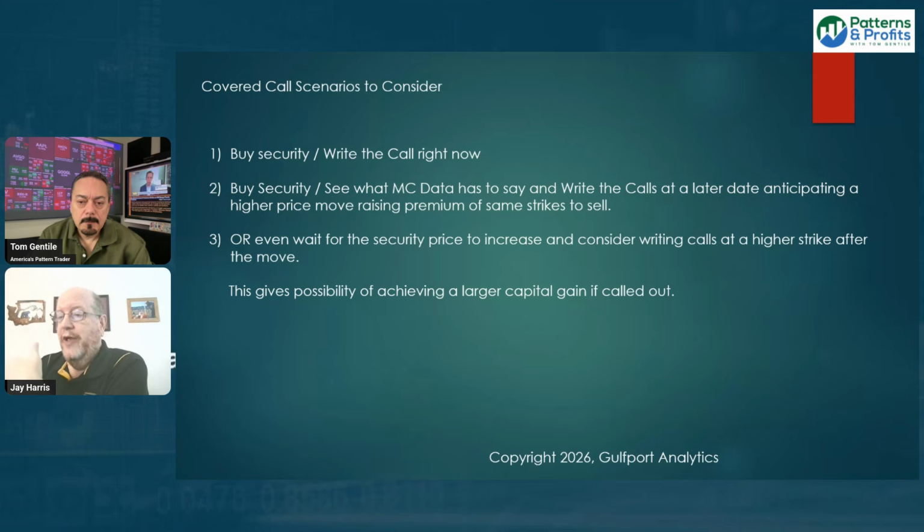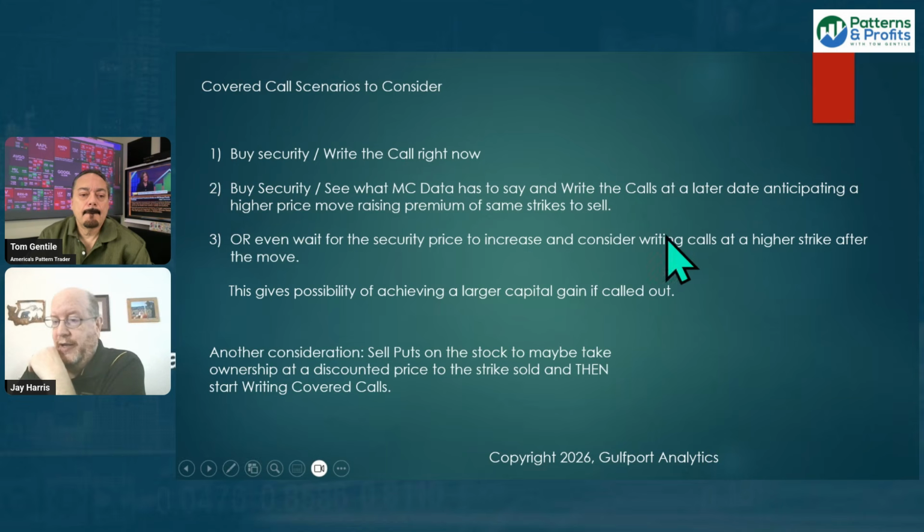Or you can wait for that security to rise, and then instead of writing that same strike price, raise the strike price that you're going to sell. You may get the same amount of premium that you did on that lower strike, but now you have the opportunity for a higher or larger capital gain.